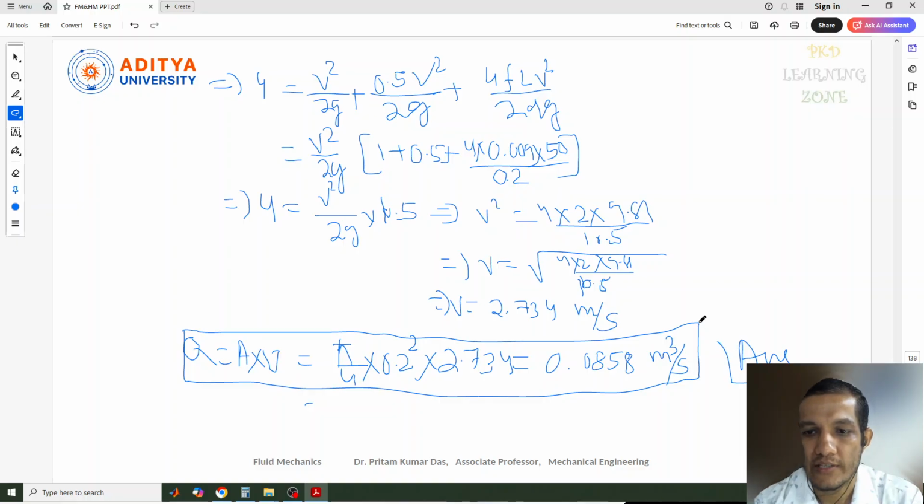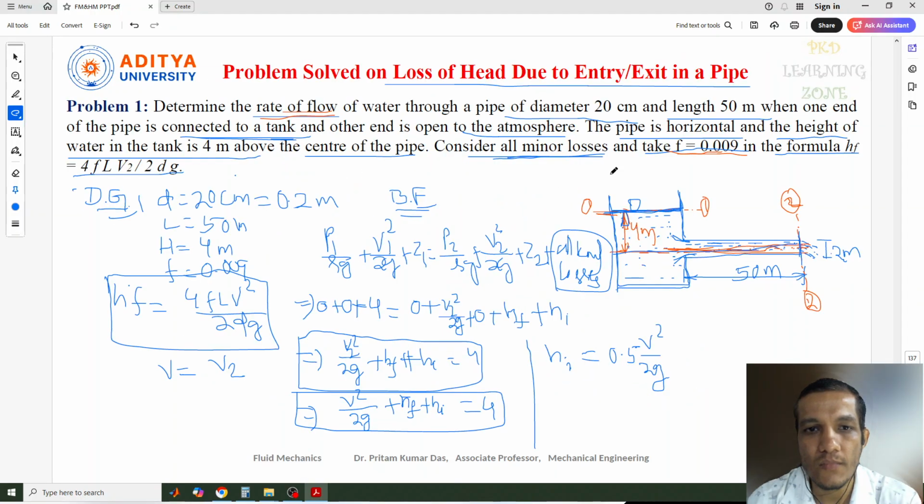So I hope you understand this problem, how to solve this kind of question when losses of head at the exit and entry of the pipe are given. Here you can see both the conditions, entry and exit, are given. Along with that there is also a loss through the pipe flow, that means the major loss needs to be considered here. So this is not that difficult, it's simple. I hope you understand this theory and this problem, how to solve this kind of questions.